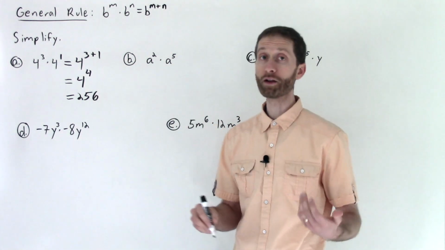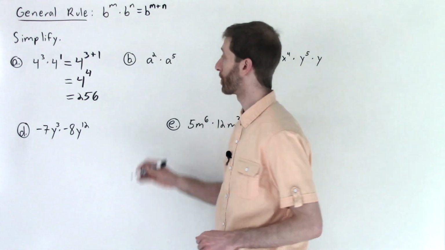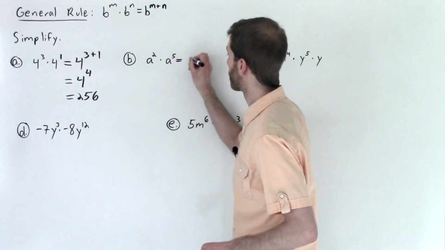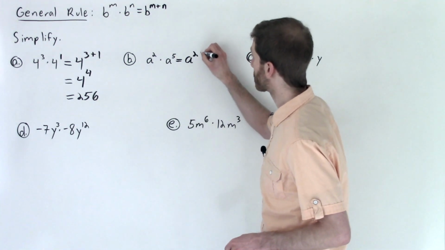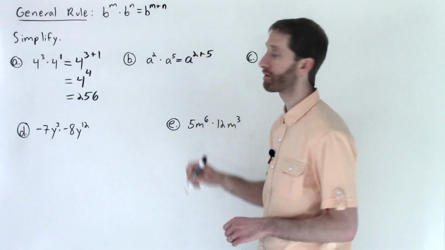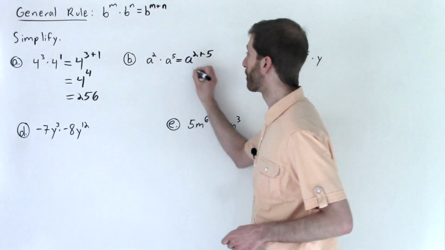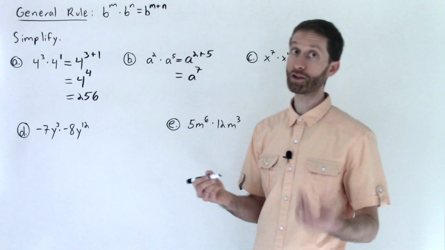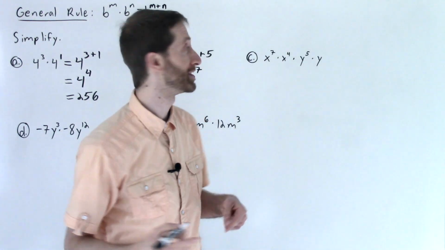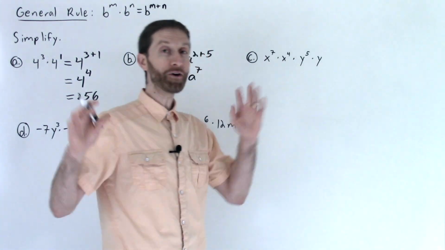Here we've got some variables. We have the same bases, so we're going to keep the base, and then we will add the exponents, which is, in this case, 2 plus 5. So you have 2 a's being multiplied, 5 more a's being multiplied, for a total of 7 a's, or a to the 7th. And there's nothing more you can simplify there. Sweet. Okay, letter C. Oh no, we've got 2 variables.